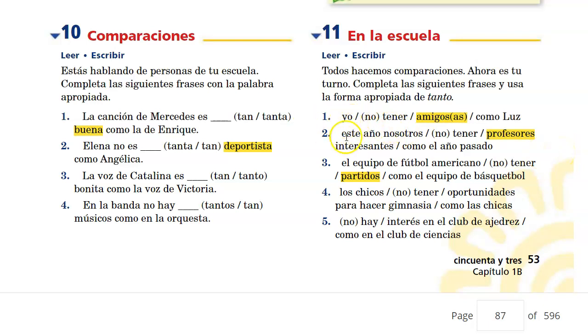So for number 1, yo tengo, right? That would be the yo form of tener. Yo tengo or yo no tengo tantos amigos como Luz. Or yo tengo tantas amigas como Luz. It's in parentheses, so you can choose either the masculine plural or feminine plural form of amigos. That's a little bit of practice. You do the same thing for numbers 2 and 3. Take a look at those nouns, determine whether they're masculine, feminine, singular, or plural, and then put the correct form of tanto in front, in addition to the correct form of tener, which again is on page 15.